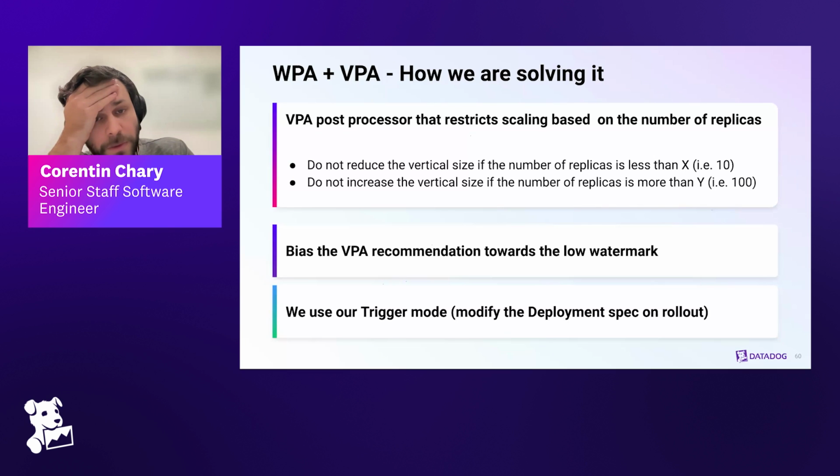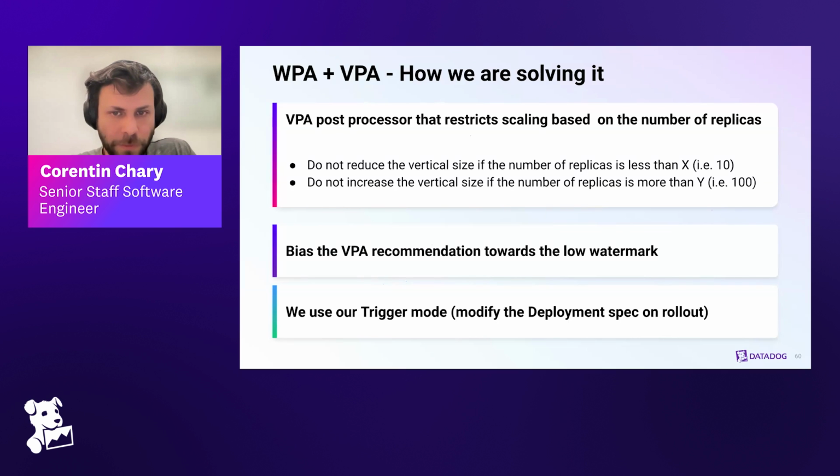So how are we solving that? What we did is a VPA post-processor that has access to the number of replicas and will restrict scaling based on the current number of replicas. If we have fewer than 10 replicas, it's not going to be allowed to reduce the vertical size. The post-processor will just replace the recommendation by the current size. If it has more than 100 replicas, it's not going to be allowed to increase the vertical size.